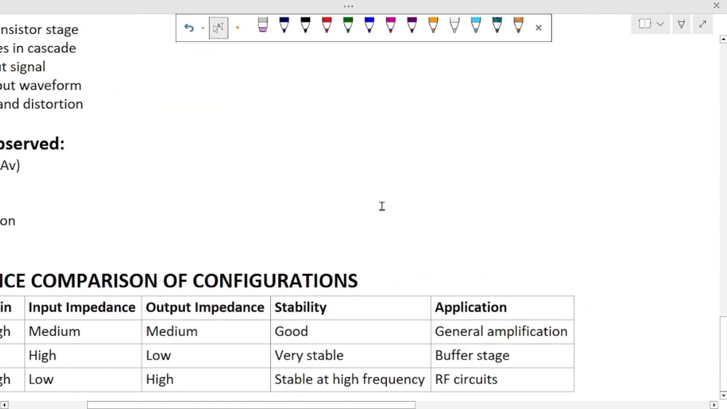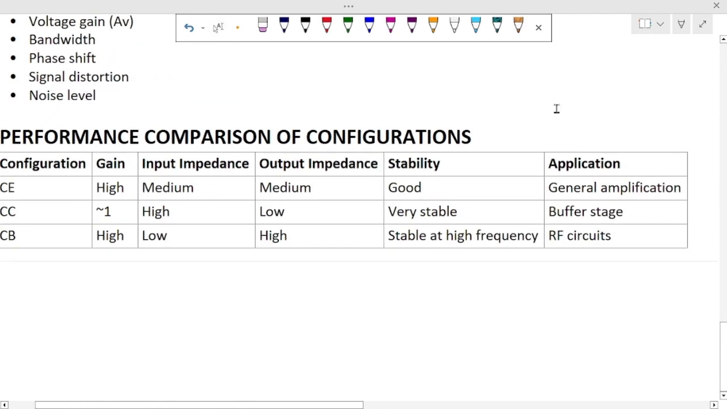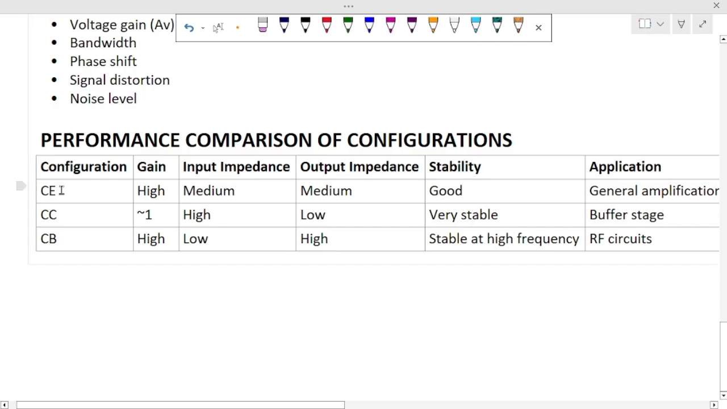Yes, so let's just finish this now. For common emitter, we are told that the gain is high. For common base, the gain is also high. But for common collector, the gain is approximately 1. It's almost like your output and input are almost the same. Okay, so the gain is approximately 1.